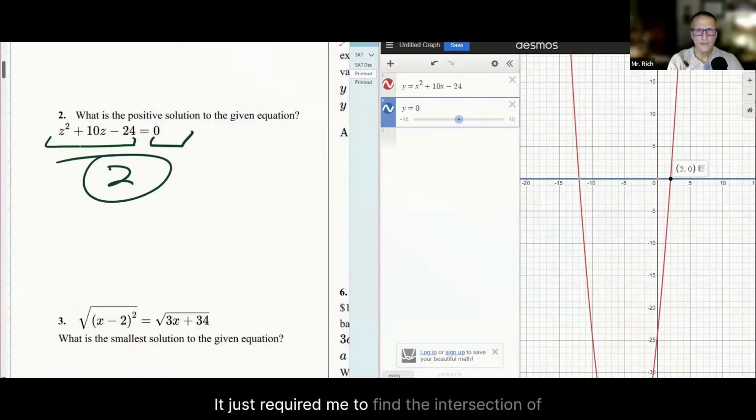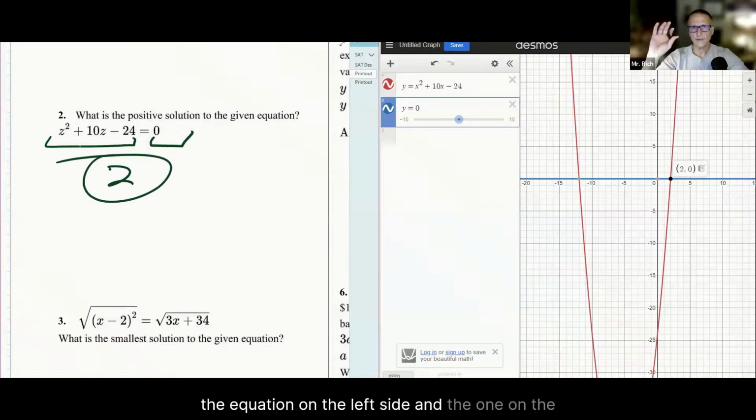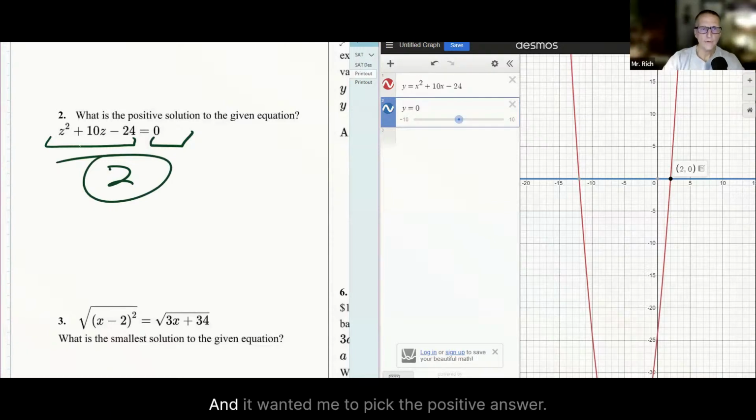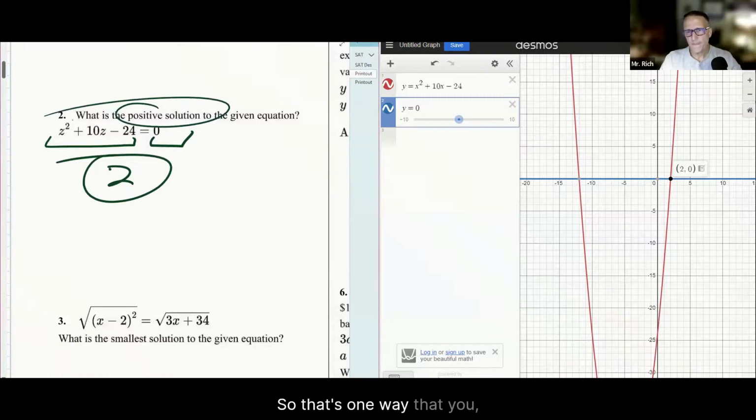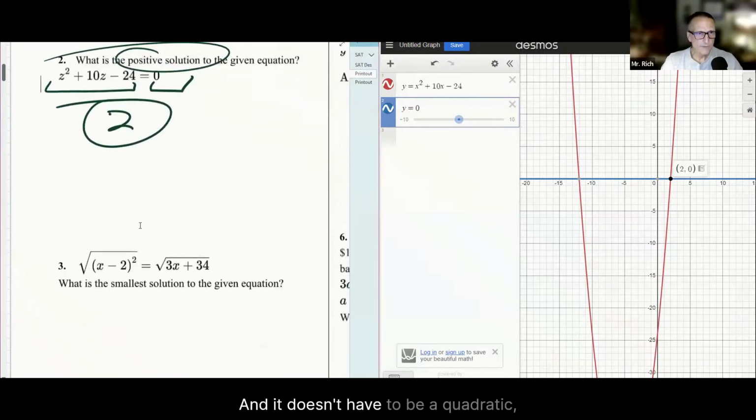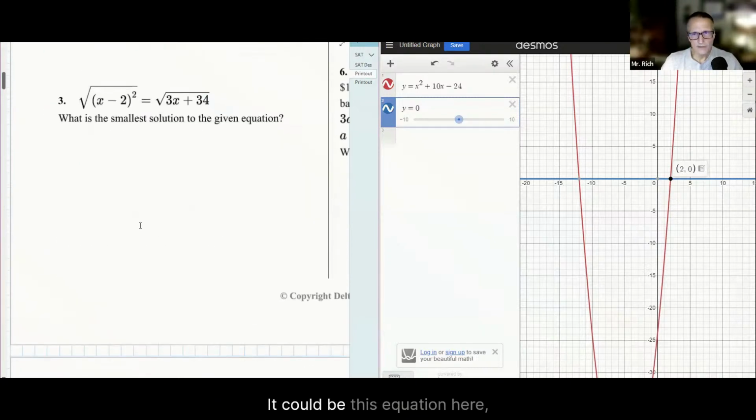It just required me to find the intersection of the equation on the left side and the one on the right side, and it wanted me to pick the positive answer. So there you go. So that's one way that you can solve an equation. And it doesn't have to be a quadratic, right? It could be this equation here, which is a radical equation. It says, what is the smallest solution to the given equation?